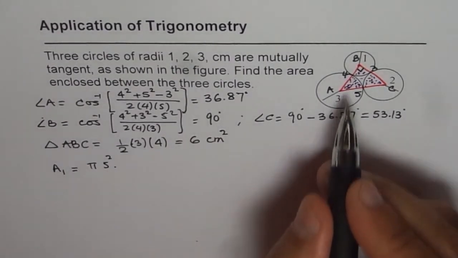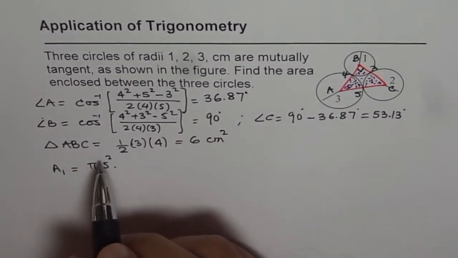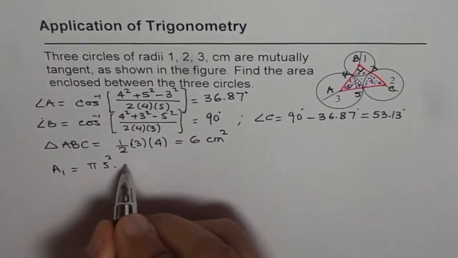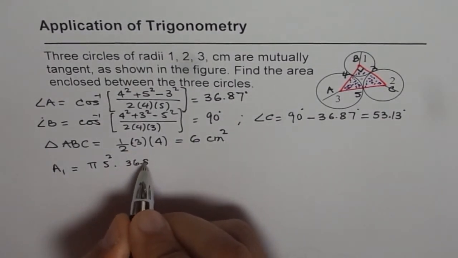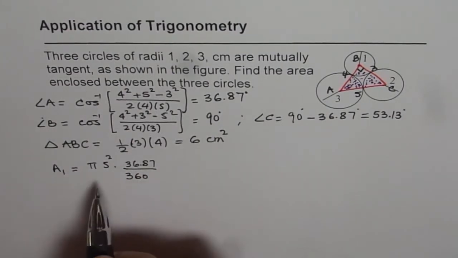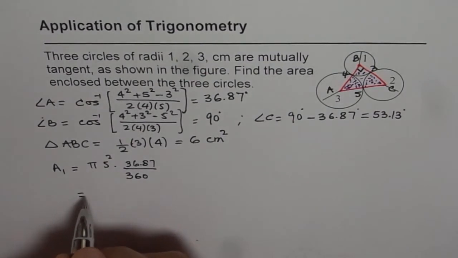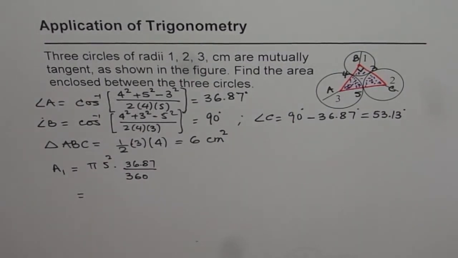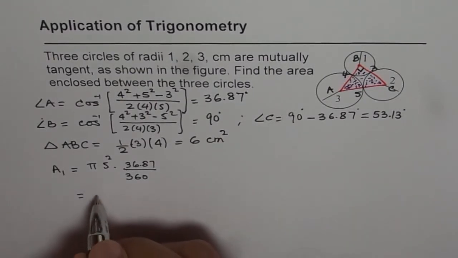So angle A, which is how much? Angle A is 36.87. So it is times 36.87 divided by 360 degrees, correct? So that gives us area of the sector. So let's calculate this out. So it is pi times 5 square times 36.87 divided by 360. That is equal to 8.04.